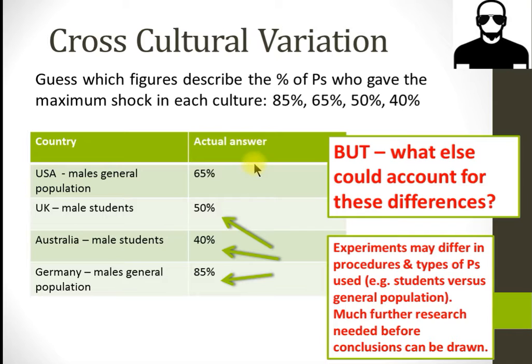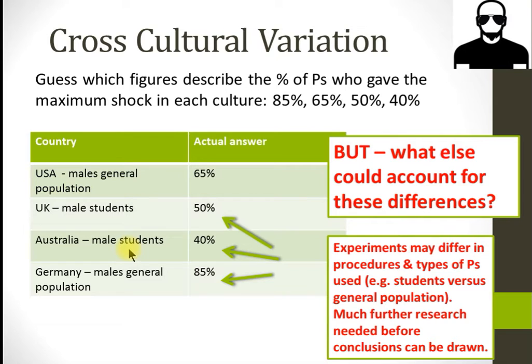You could argue that after the war, the USA obviously underwent the Red Scare, McCarthyism. Joseph McCarthy was telling people that there were commies hiding under their beds. So the general state of fear by the time Milgram's carrying out his research is probably a bit higher in the USA, and that could have contributed to the difference.